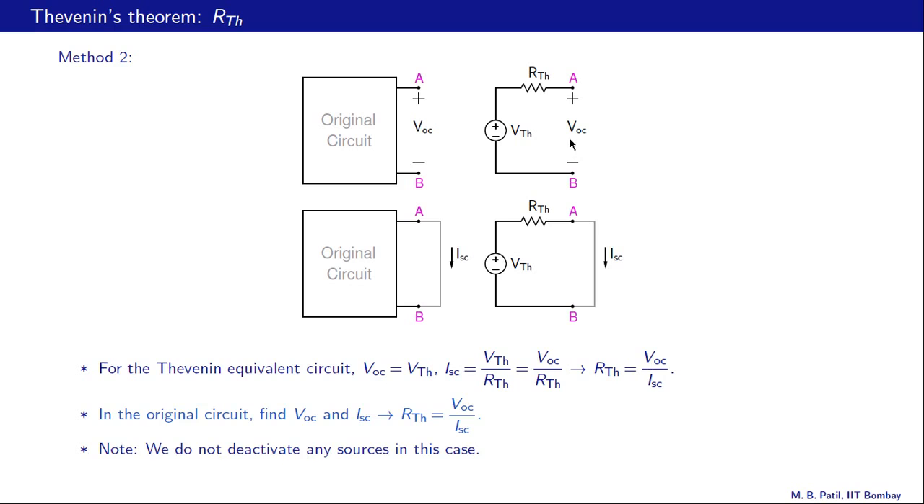Now since this VOC and this VOC are identical, because the two circuits are equivalent, and also because this ISC and this ISC are the same, what we can do is, in the original circuit we find the open circuit voltage and the short circuit current, and then RTH is given by that open circuit voltage divided by the short circuit current. And note here that we do not deactivate any sources in this case. So the independent sources are left as they are in the original circuit.